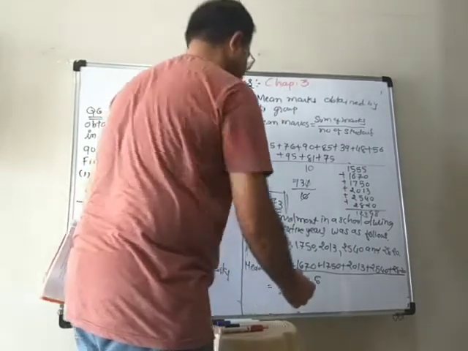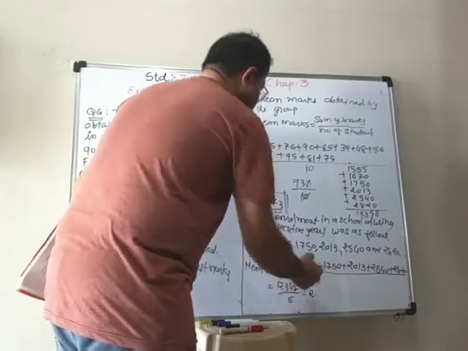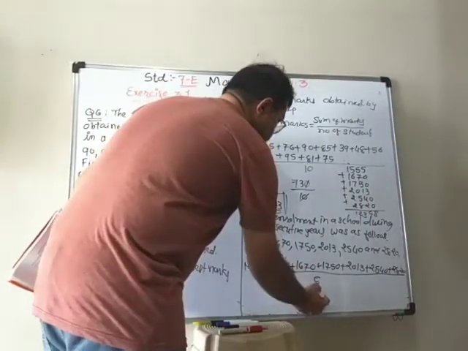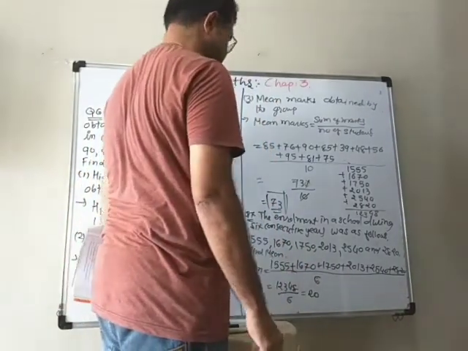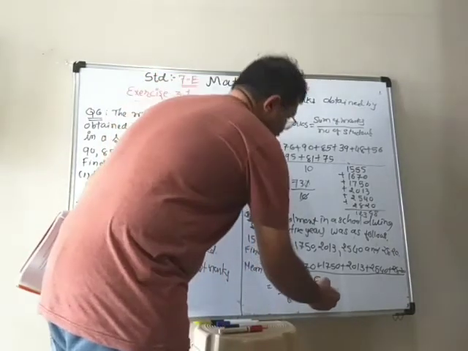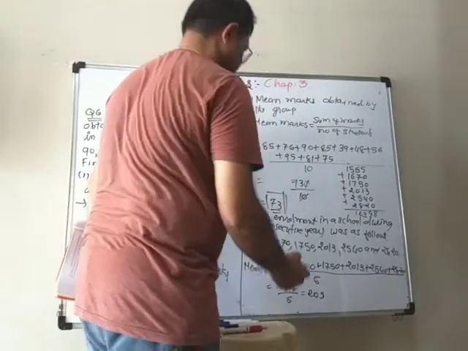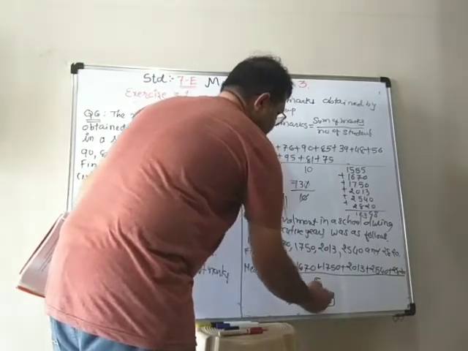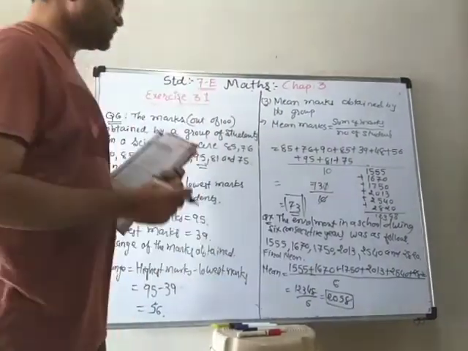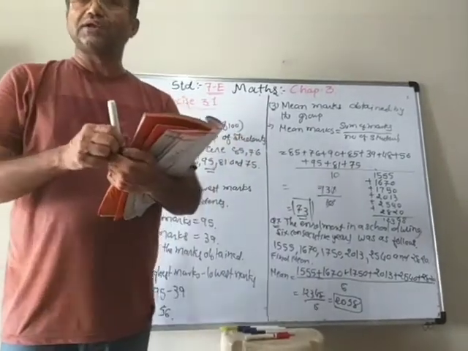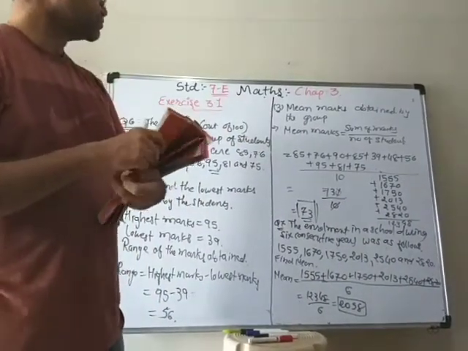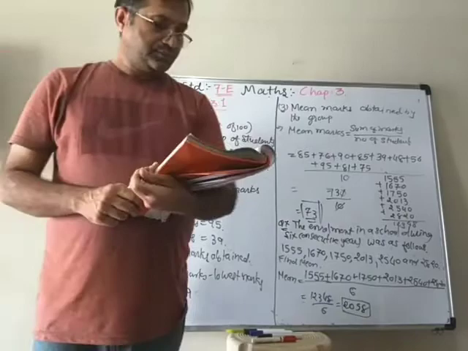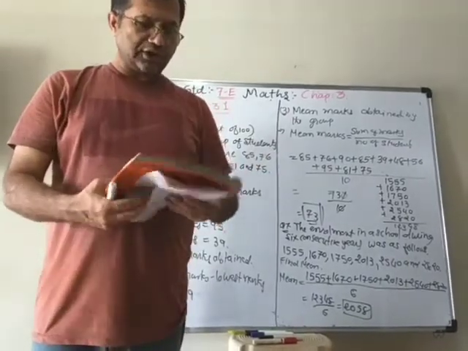Divide by 6. 6 twos are 12, then 0. 6 fives are 30 and 6 eights are 48. So the answer is 2058.